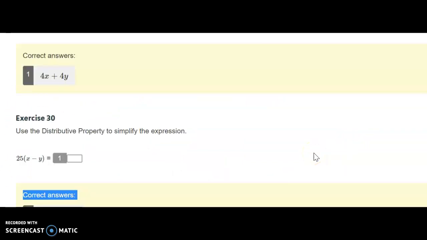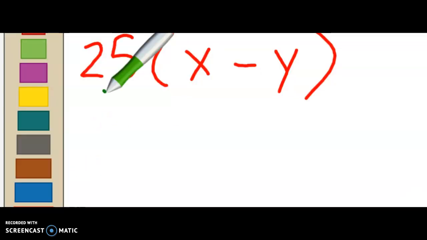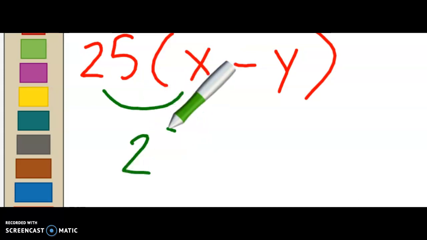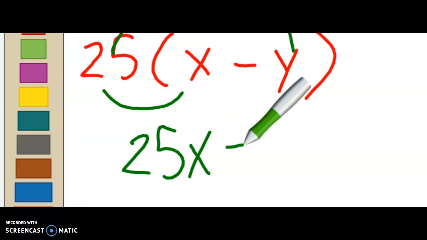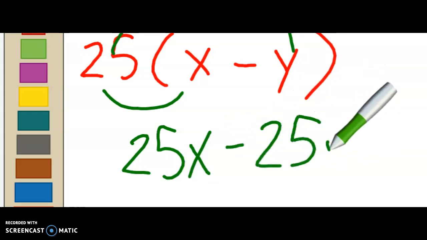We're going to do one more, and this time again we have the 25, and then we have x minus y, and what would happen if we pulled that out. So when we multiply this again, we're going to multiply 25 times x, which will give us 25x, and then we multiply the 25 by minus y. We keep the negative, and it would be 25y, and that is our full and complete answer.